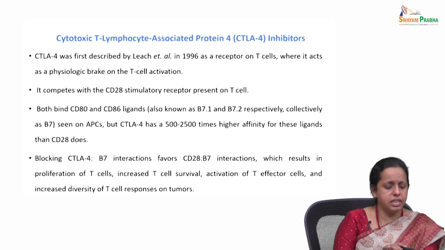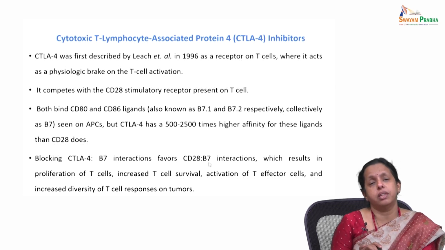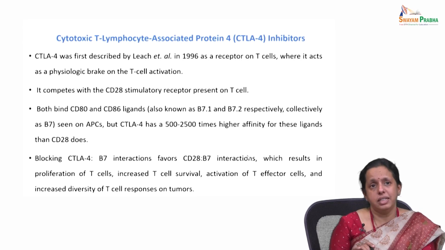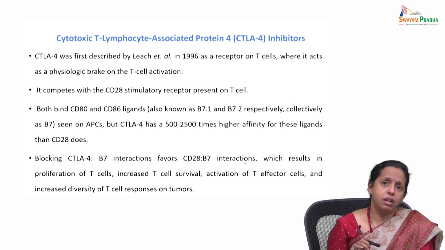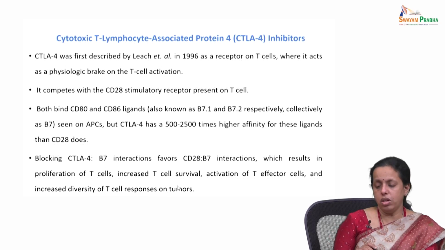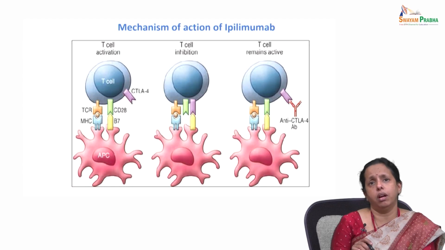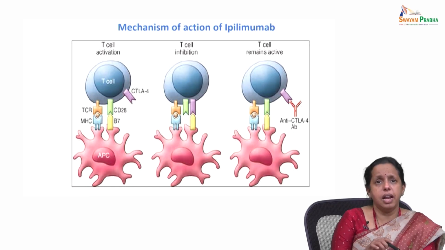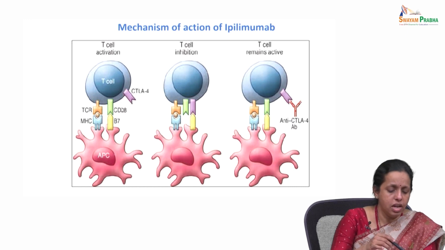If you block the CTLA4 B7 interaction, it favors CD28 B7 interactions. As a result, there is increased proliferation of your T cells, increased T cell survival, and further activation of your T effector cells and increased diversity of T cell response against the tumor. This is ipilimumab. This is the mechanism of action of this drug. T cell activation requires stimulation through both the T cell receptor and your CD28.